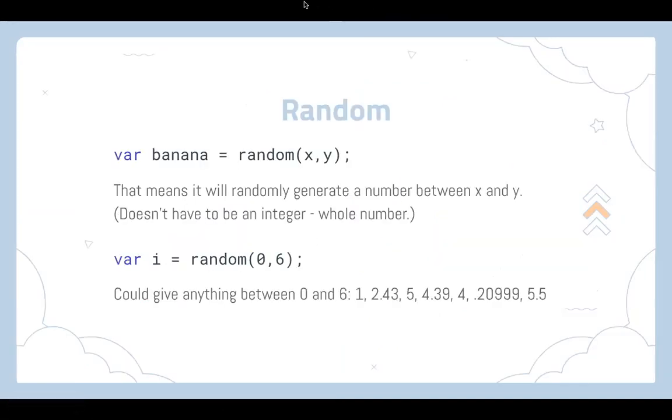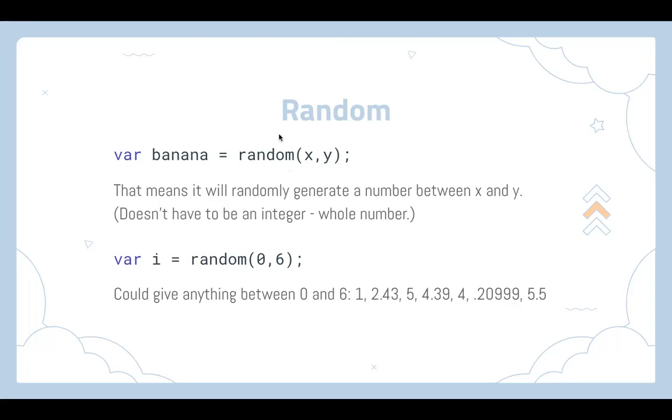Okay, so the random function. Say we write variable banana equals to random x comma y. So what will this do? Well, this will generate a random number, any number between x and y. So it doesn't just have to be an integer. An integer is whole numbers, so it's like 1, 2, 3. But in this case, it can be a decimal. If you guys haven't learned about decimals yet, it's like a number and then a point after that and numbers after that. So it's any sort of fractional or decimal value between those two numbers.